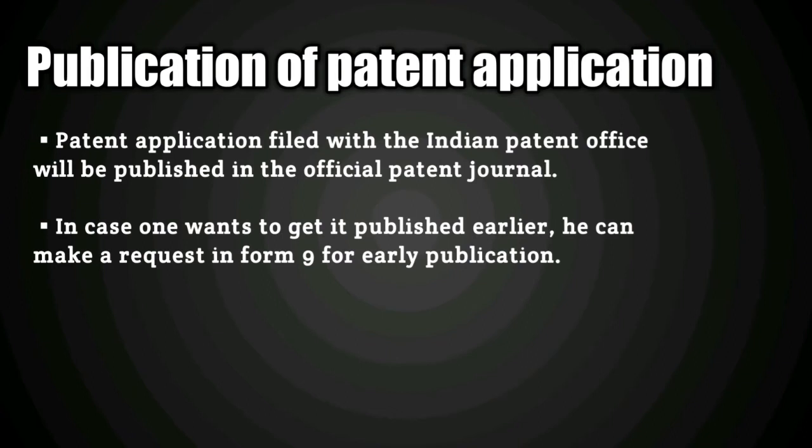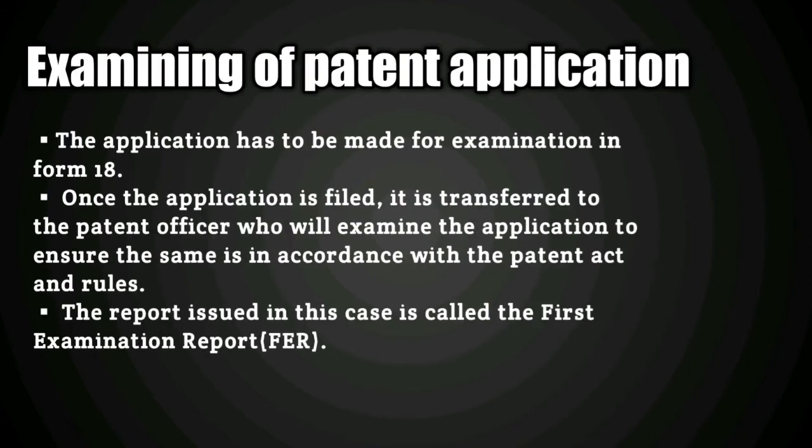Patent application filed with the Indian Patent Office will be published in the official patent journal. This is generally done after 18 months of filing the application. In case one wants to get it published earlier, then he can make a request in Form 9 for early publication. If there is any restriction placed by the Indian Patent Act with regards to the publishing of the patent, then the patent will not be published in the journal.